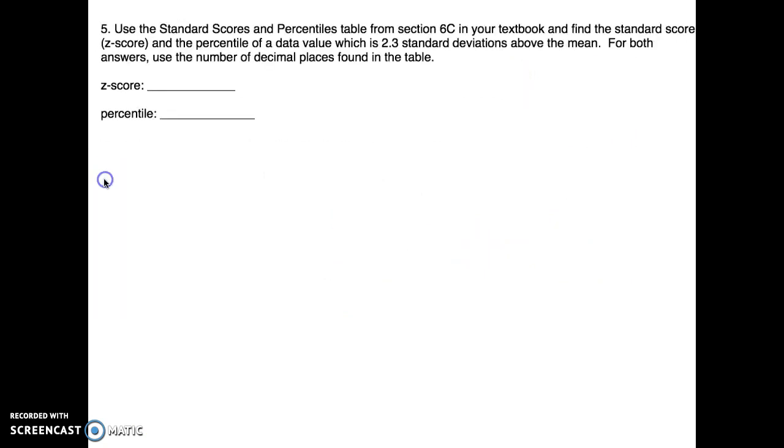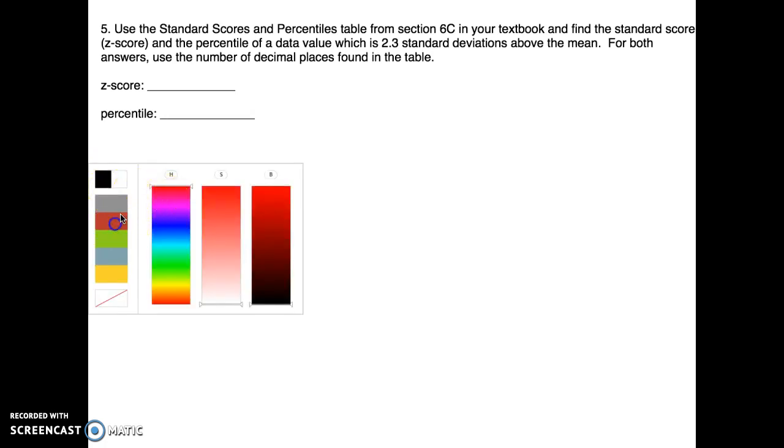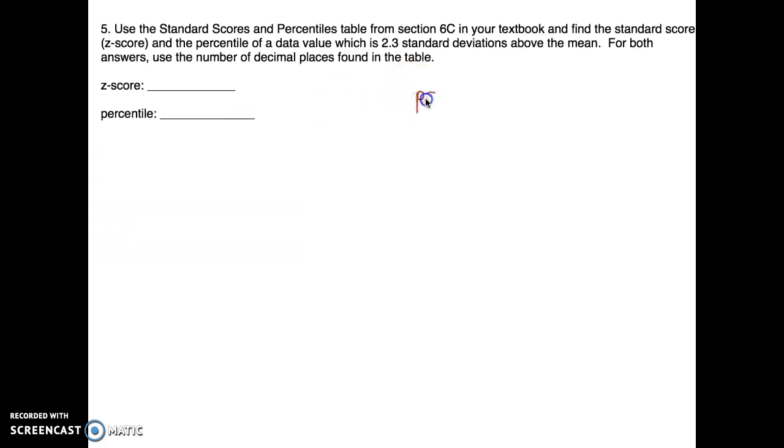Okay, the next one, number 5. So use the standard scores and percentile table. So we want to look at page 390. And this is not something that you'll need to memorize for an exam. It'll be provided for you. So page 390. So it says the data value, which is 2.3 standard deviations above the mean.